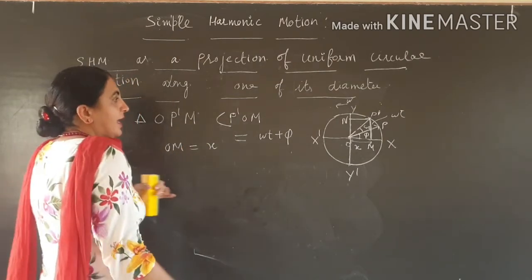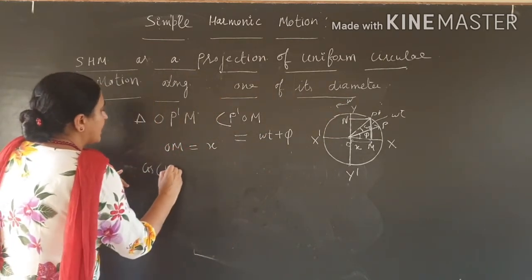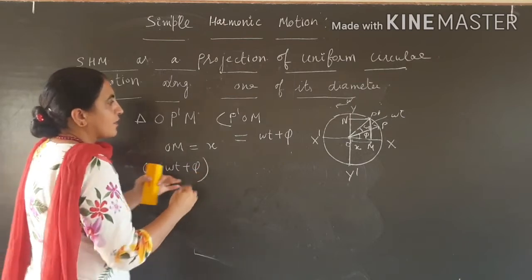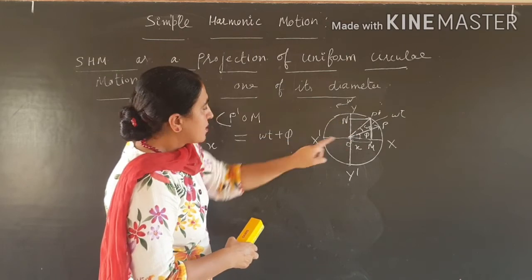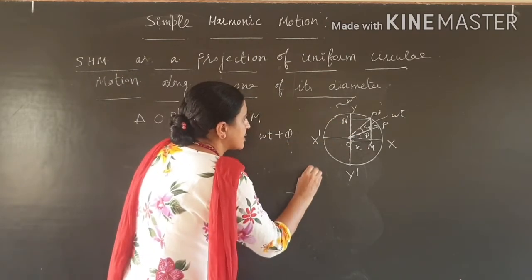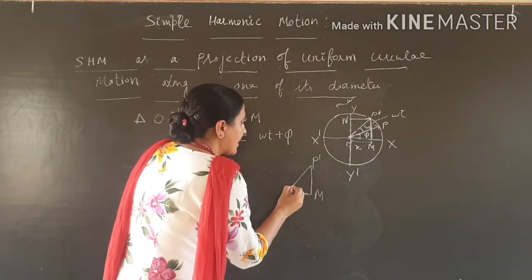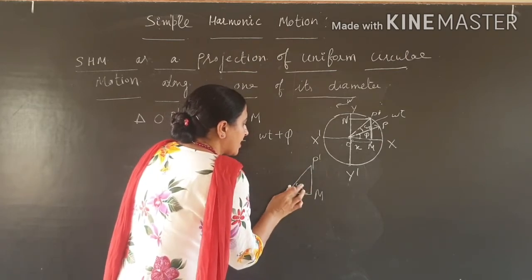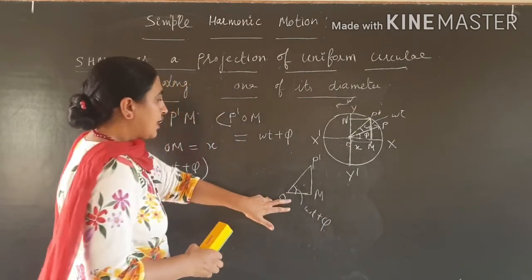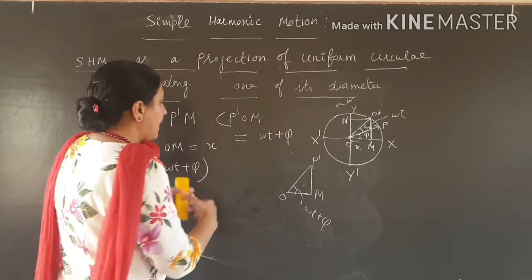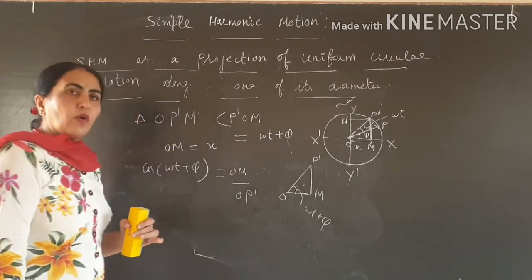Clear? And then what about cos of omega t plus phi? Yes, cos in triangle OPM. The total angle is omega t plus phi. This is the triangle. This is P dash, this is M, and this angle is omega t. This angle is omega t plus phi, and this is O. Then what about cos? That is OM by OP dash.